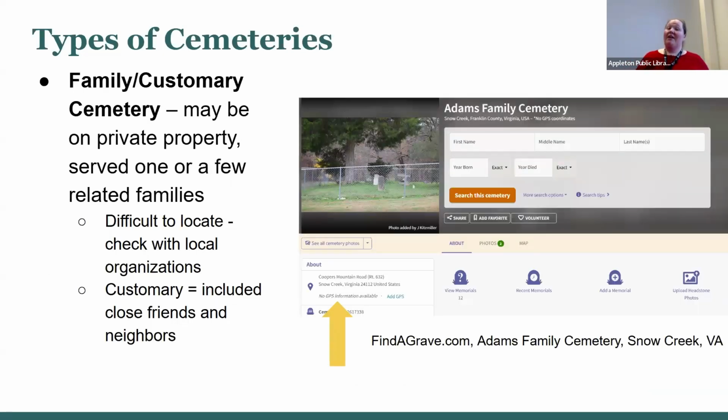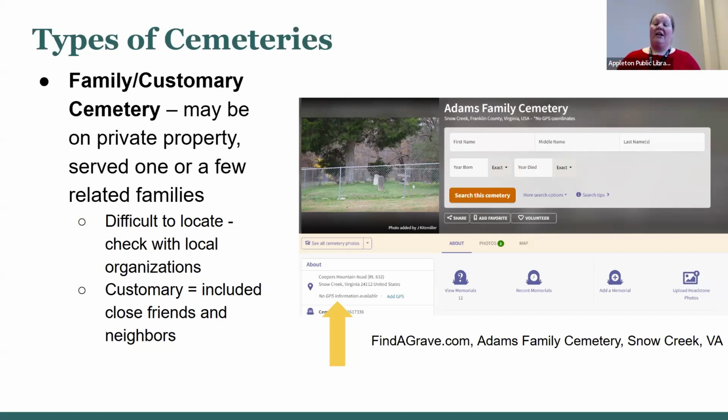There also might be a family or customary cemetery. These might be on private property, but they usually served one family or a few related families. These might be a little bit more difficult to locate because they're usually on private property, but I recommend checking with local people like local genealogy societies, local historical societies, and local libraries in the area where you're searching. And customary means that it also includes close friends and neighbors, in addition to some of those families that might be buried in that family cemetery.